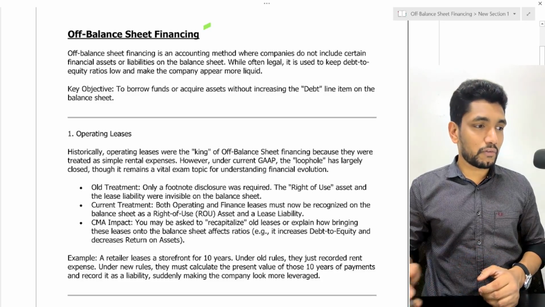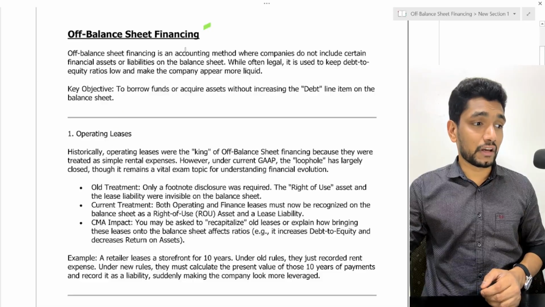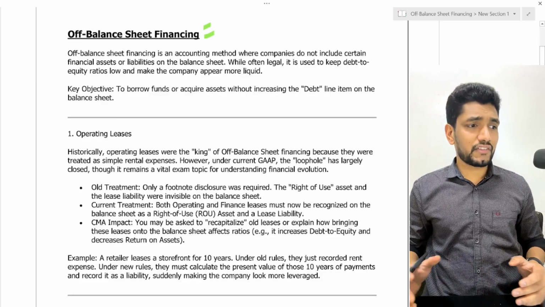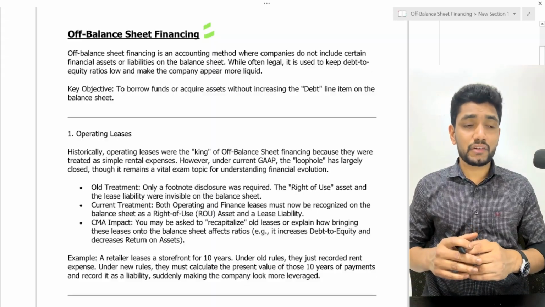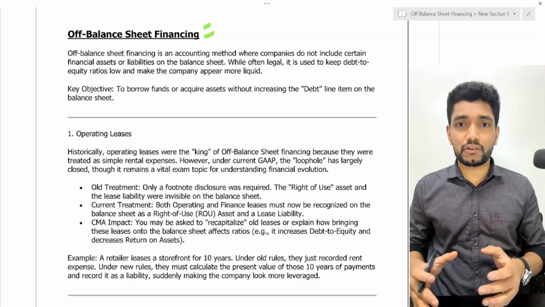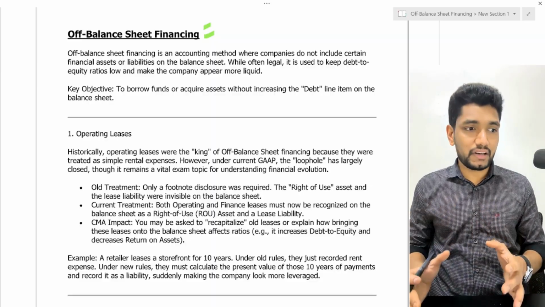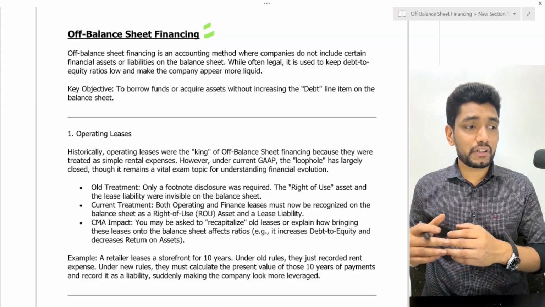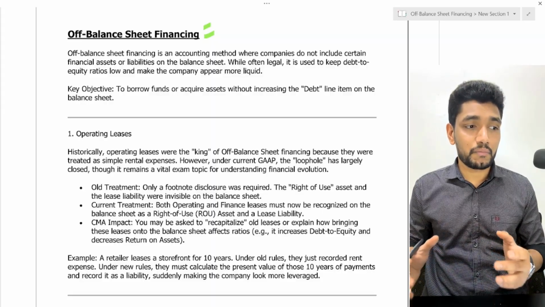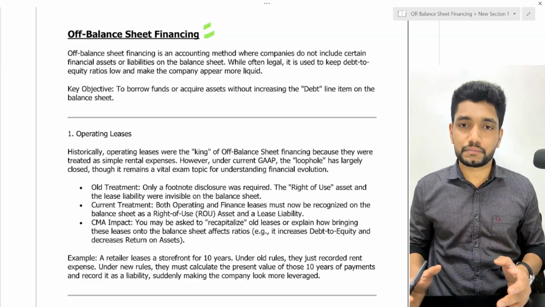So in this tutorial, we are going to cover off-balance sheet financing. Off-balance sheet financing is an accounting method where companies do not include certain financial assets or liabilities in the financial record or in the balance sheet. While again it is legal, it is used to keep debt-equity ratios low and make the companies appear more liquid.